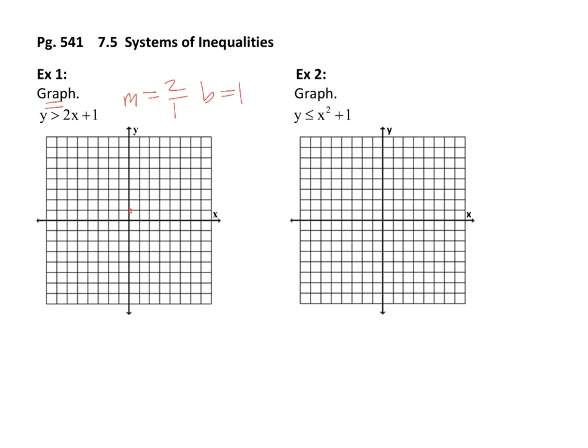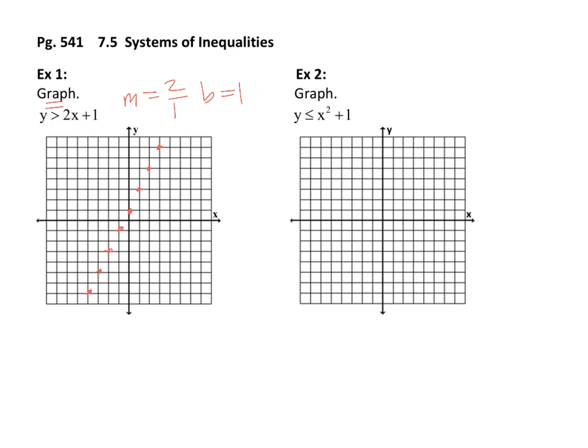Alright, so here's the y-intercept. And then applying the slope, we go up 2, right 1, up 2, right 1, up 2, right 1, then down 2, back 1, down 2, back 1, down 2, back 1. Alright, and then we have our line using those points.